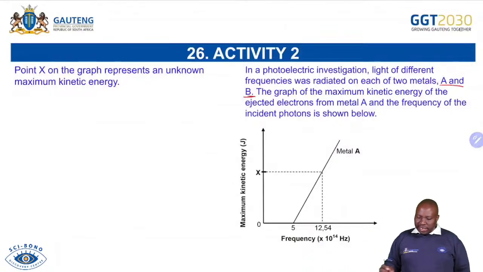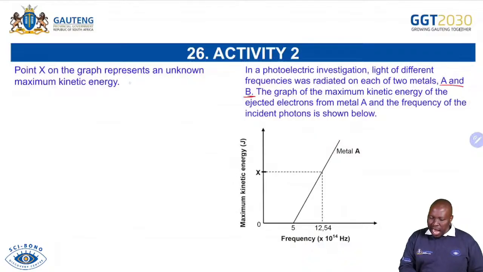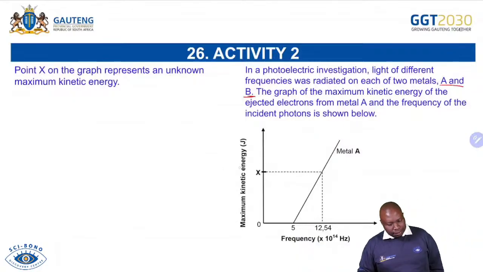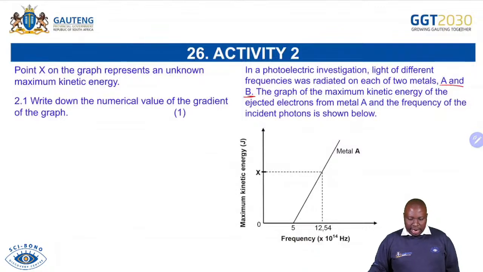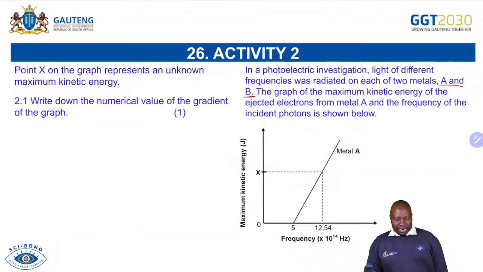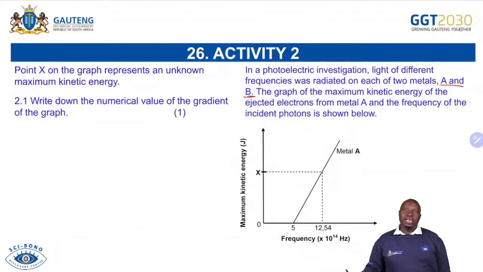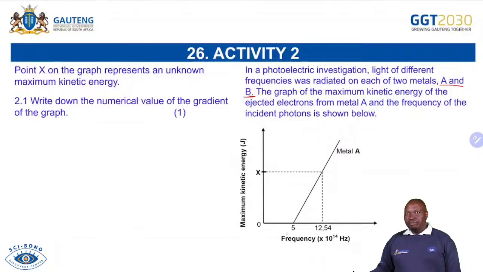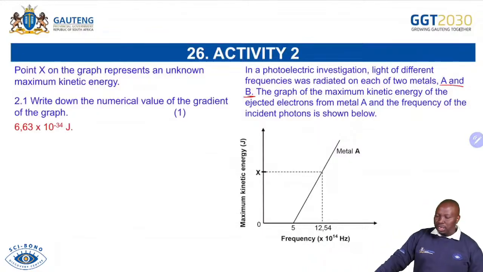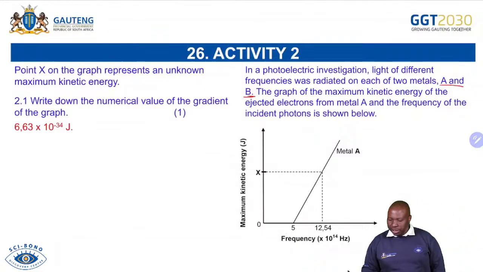Now, in the statement, they are saying point X on the graph represents an unknown maximum kinetic energy. So it's a maximum kinetic energy which is unknown. Now they say write down the numerical value of the gradient of the graph. We talked about this one: for the EK versus frequency graph, the gradient is Planck's constant. So they are simply saying write Planck's constant, and definitely you will be able to say 6,63 times 10 to the power of minus 34 joules as Planck's constant.